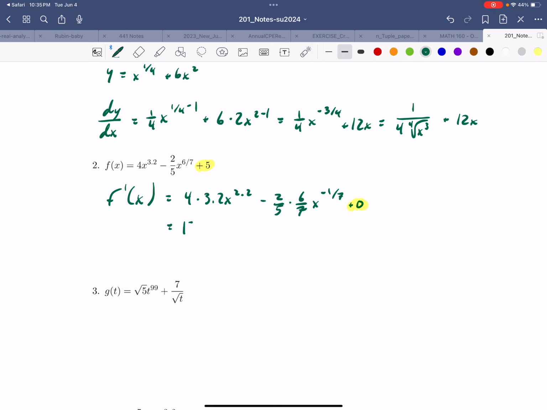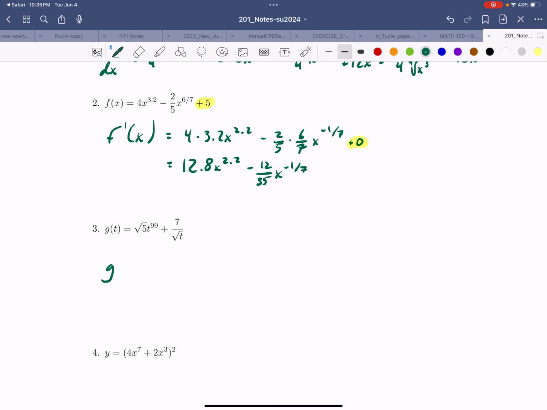Anyway, if we simplify this a little bit more, we get this. I guess this is 12/35. We did write this as an exponent, so we can keep it as a negative exponent. But if you wanted to, it would be divided by x to the 7th root, or divided by the 7th root of x.